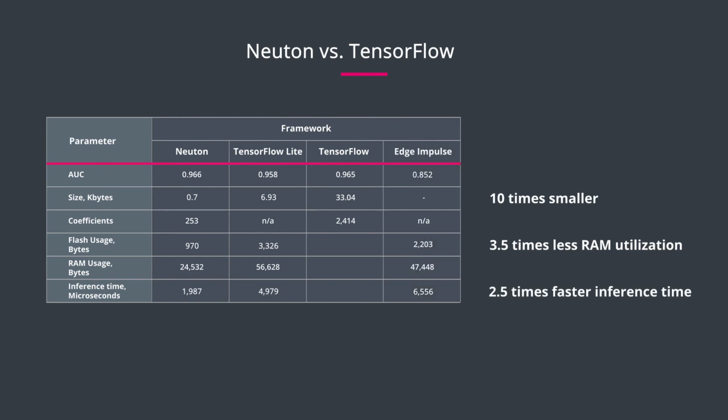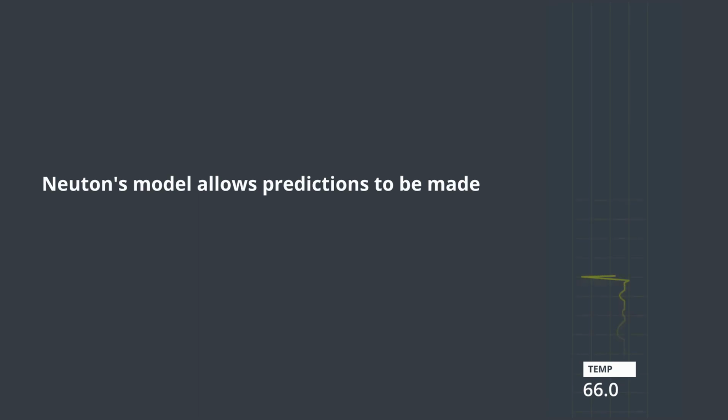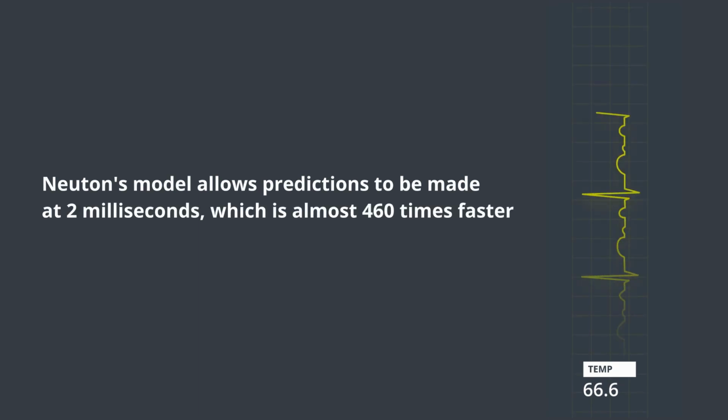We also considered other comparable solutions such as Edge Impulse, which has TensorFlow Lite under the hood, however eliminates the usage of an interpreter to decrease memory usage and inference time. Nevertheless, we still experienced lower model accuracy and increased inference time, and still a materially larger model size than Neuton. And most importantly, working with Neuton does not require any special qualifications and implies little human effort to launch similar projects. Neuton's model allows predictions to be made at 2 milliseconds, which is almost 460 times faster than the average heart rate.